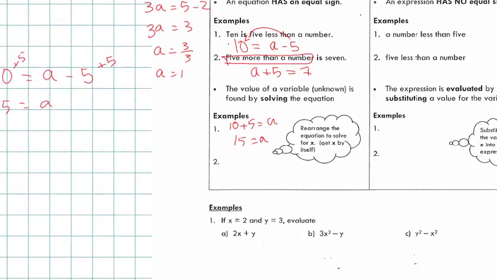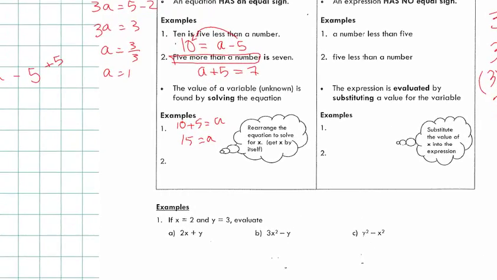Okay, so if I have 8 plus 5 equals 7... Remember, I always want to get rid of whatever is with the letter. So what do I need to get rid of? I have to get rid of the plus 5, so I have to subtract 5 from both sides. So that's going to be A equals 2. What's 7 minus 5? 2.